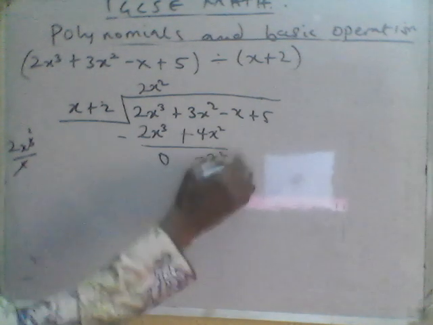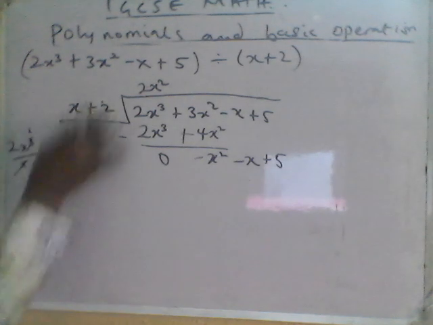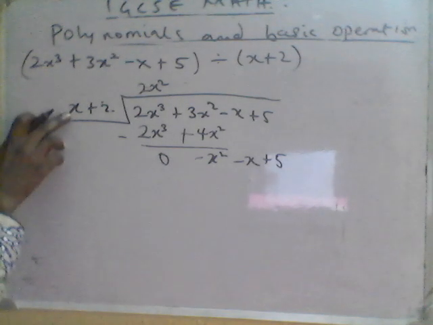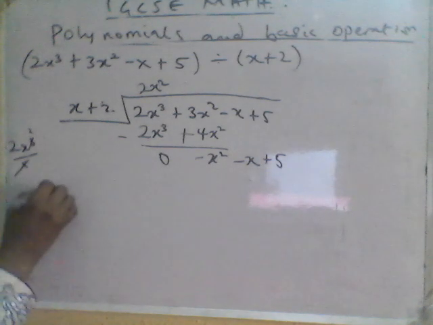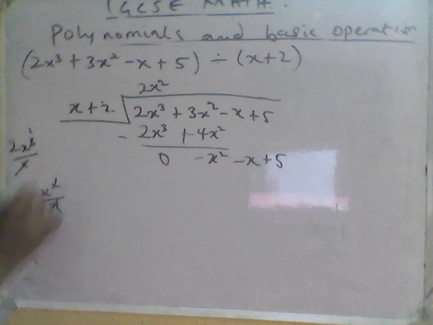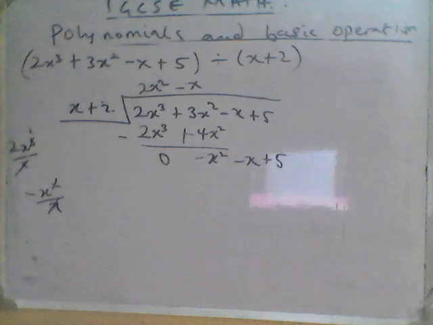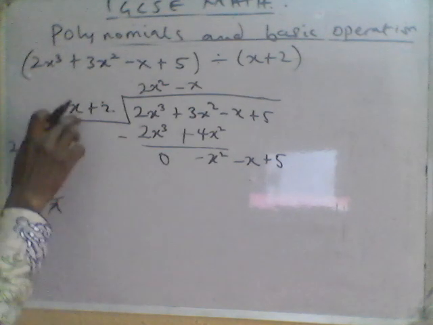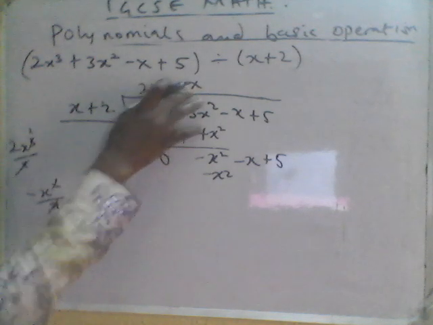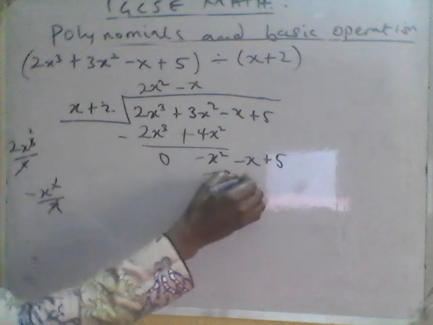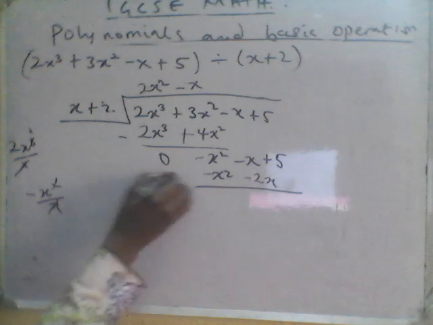After I've gotten this one, I'll now drop down the other two, that's x and 5. Okay, so I'll do the same thing here. It is now minus x squared divided by x, right? So this will cancel this, and we'll have minus x. So this divided by this gives me minus x up here. Minus x times x gives me minus x squared. Minus x times plus 2 gives me minus 2x, right? Then I rule my line and put my minus sign here.